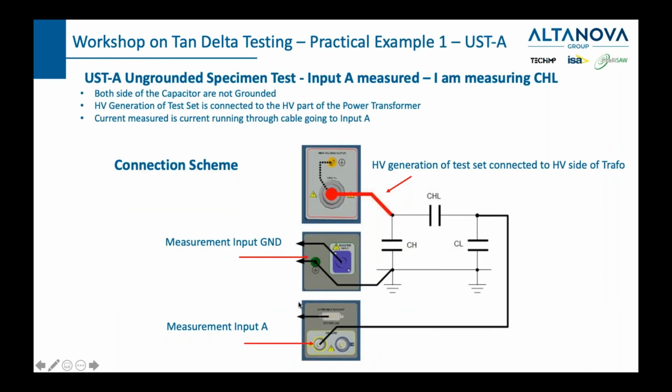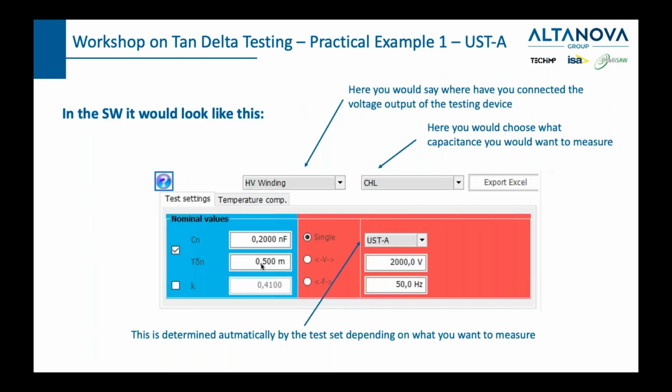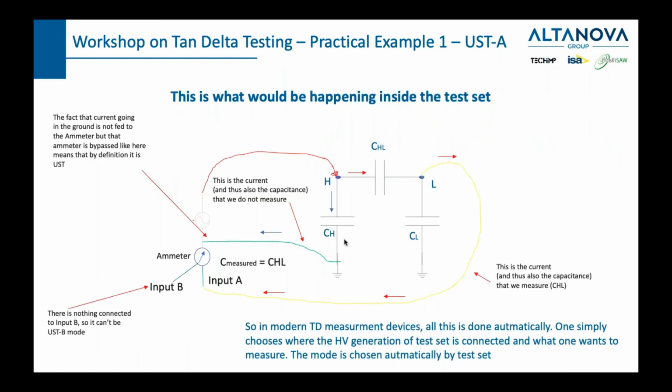So let's just do a little bit more in-depth look and see, if we do a standard measurement on a standard transformer like this, how does this now reflect itself onto our system. If we say in our system that we want to generate on the high voltage winding and we want to measure CHL, the system will automatically choose a UST-A method.